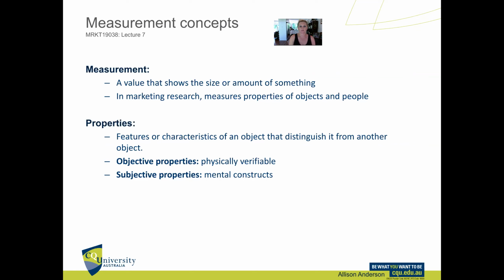Properties are features or characteristics of an object that distinguish it from another thing. So in particular, marketing research measures differences in properties or how people perceive properties. Objective properties are physically verifiable. So you can have a 3-legged stool and a 4-legged stool, and that's physically different. You can see that they're both stools, but they have different properties.